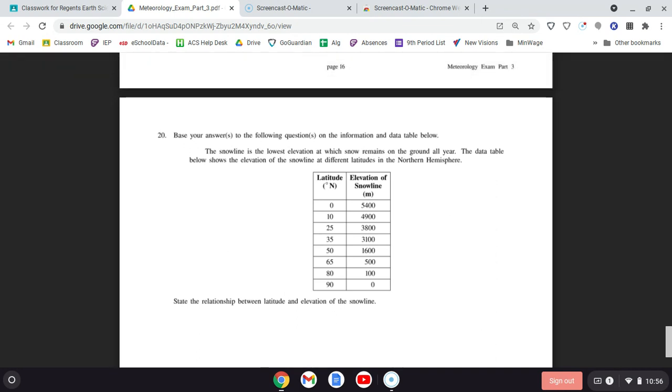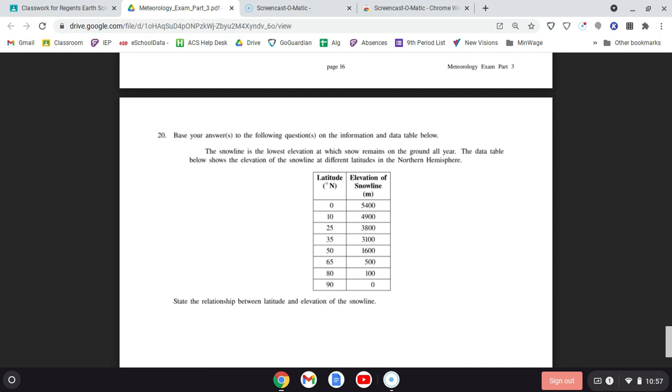All right, let's look at this. Number 20. The snow line is the lowest elevation at which snow remains on the ground all year long. The data table below shows the elevation of the snow line at different latitudes. What's the relationship between latitude and elevation? So as the latitude rises, what does the elevation do? Decrease. That's it.